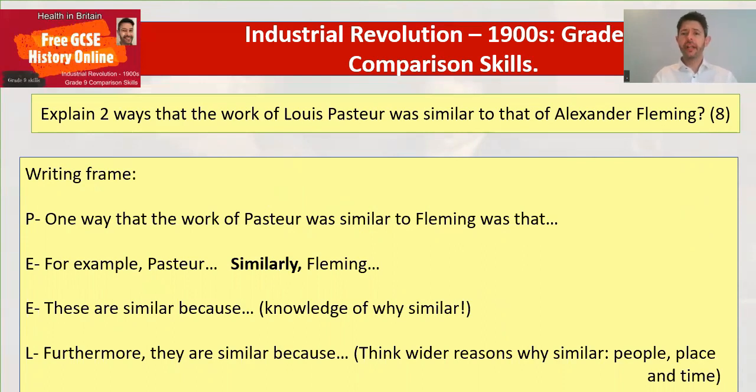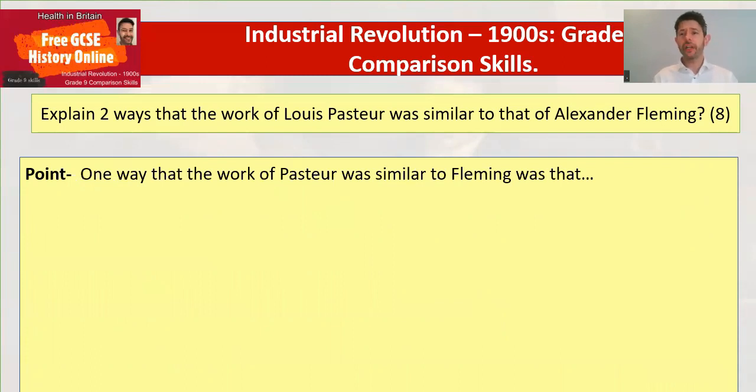So let's go through this. And again, you can pause and you can try and write your own. Okay, if it's different to mine, that's fine. We're trying to do the high level skills. The skill is the main thing, not necessarily whether it's a right or wrong answer in the content. It's the skill you're going to be judged on by your examiner.